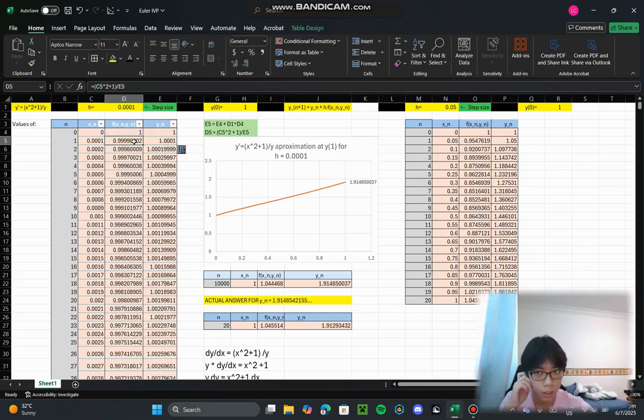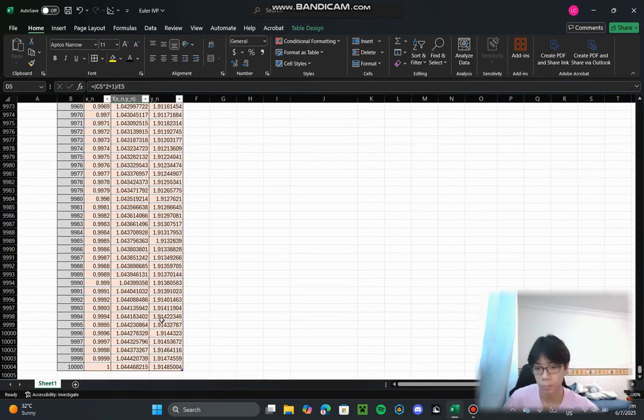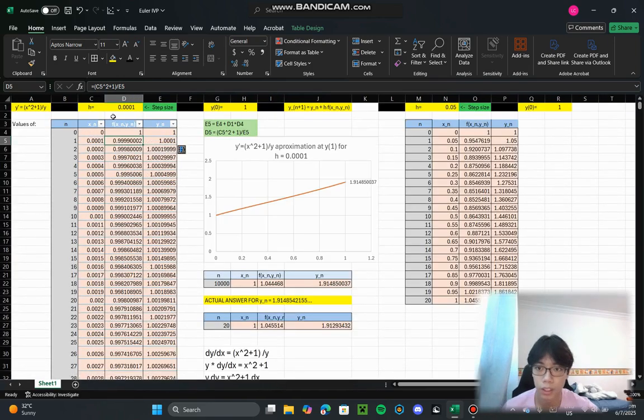Next, second part, we're trying to find our f(xn, yn), which is this formula here, (x squared plus 1) over y. Essentially, we're subbing in c5 into x and e5 into y. So this is the answer for this part, 1.9148504. That's the answer for the step size equals 0.0001.